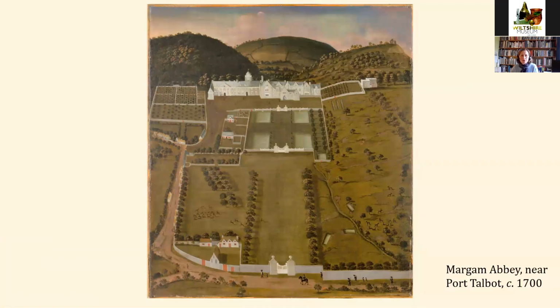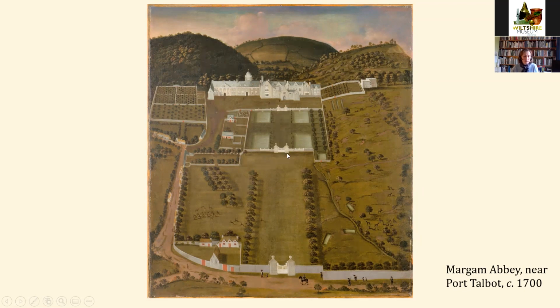I think this place, which is Margam Abbey near Port Talbot, again a painting from around 1700, is perhaps a little bit more what Whetham might have looked like. We've got the house here and the stables in the background here. We've got geometric gardens which are walled, and the fish ponds proudly displayed in front of the house with some rather lovely little gates giving access into them.